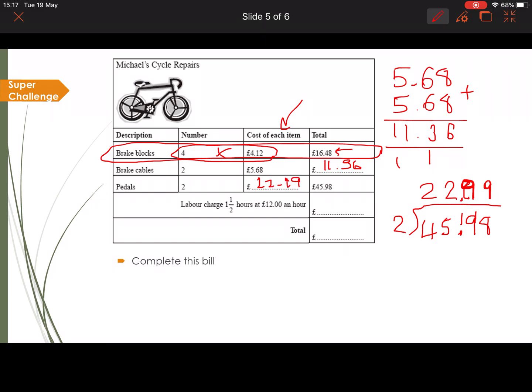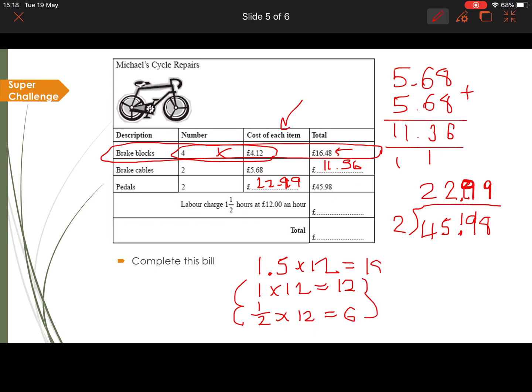The next row says that there is a labour charge of 1.5 hours at £12 an hour. Now what this means is we have to work out what 1.5 times 12 is. Now you can do this by breaking it up like I did before. 1 times 12 is 12, and a half times 12 is the same as a half of 12, which is 6. So therefore, if I add these two together, that's going to give me 1.5 times 12, which is 18.